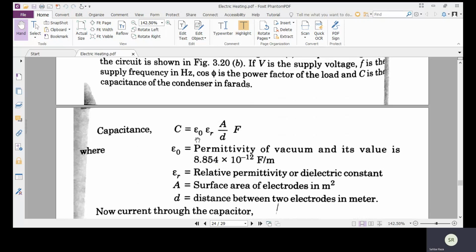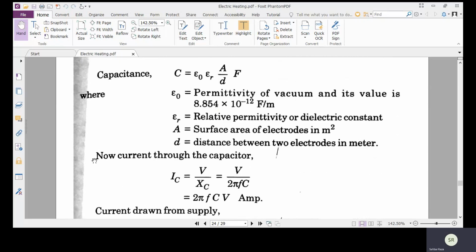Now epsilon naught is the permittivity of the vacuum, and its value is 8.854 multiplied by 10 raised to the power minus 12 farad per meter. Epsilon R is the relative permittivity of the dielectric, which depends on the material to be heated. A is the surface area of the electrode, and d is the spacing between the electrodes in meters.